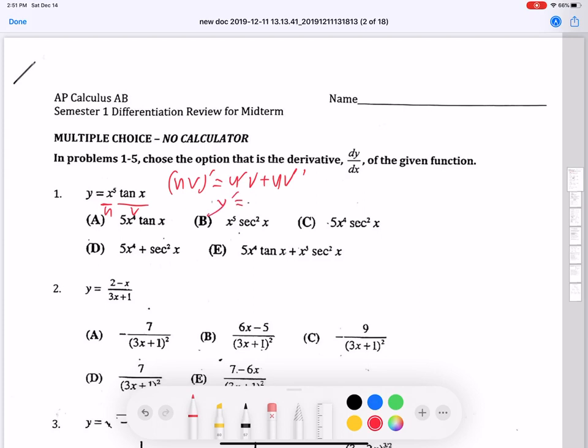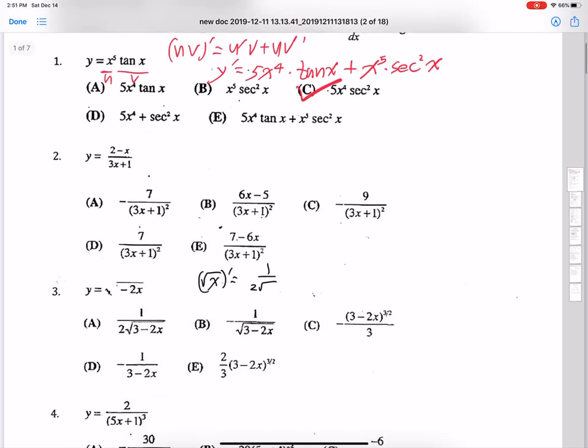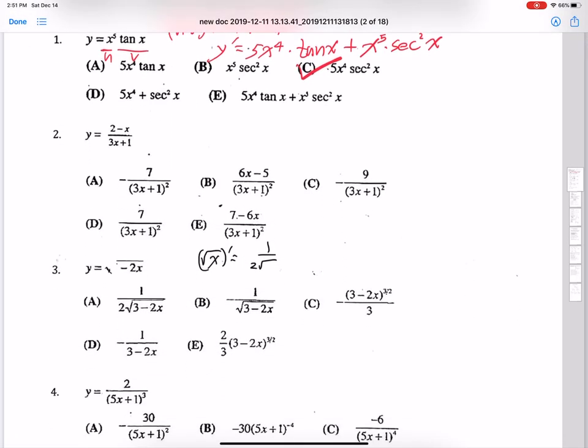The derivative of x to the fifth power is 5x to the fourth, that's u prime, times v, which is tangent x, plus u times v prime. The derivative of tangent x is secant squared x. So what is the answer? C is the answer.